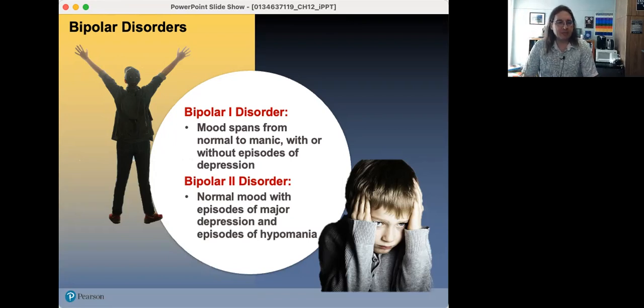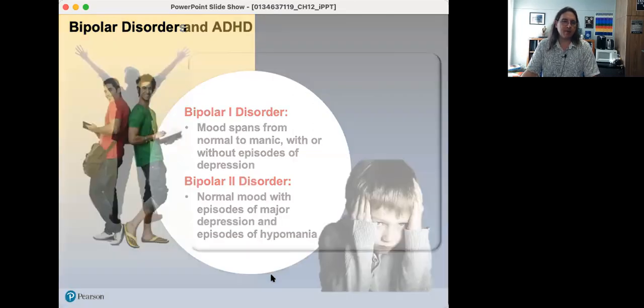Bipolar 2 is the opposite of that. We would see that they have normal mood with episodes of major depression and episodes of hypomania, right? So we don't see them spike up so high. That break of reality and delusions of grandeur necessarily don't happen. But what we'll see is that they'll be okay for a while. Things are relatively positive, but then they have this sharp drop off for no reason whatsoever. And we've attributed this a lot to chemical imbalances within the brain. Fluctuating levels of serotonin and dopamine have been implicated in cases of bipolar disorder.